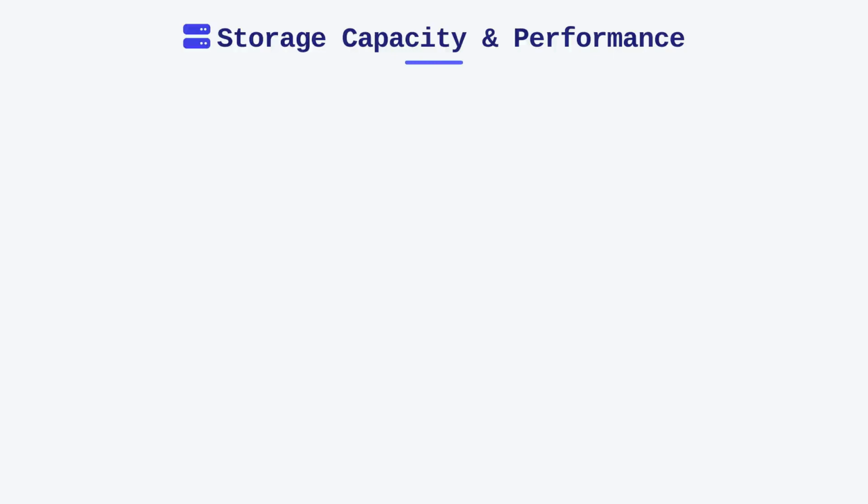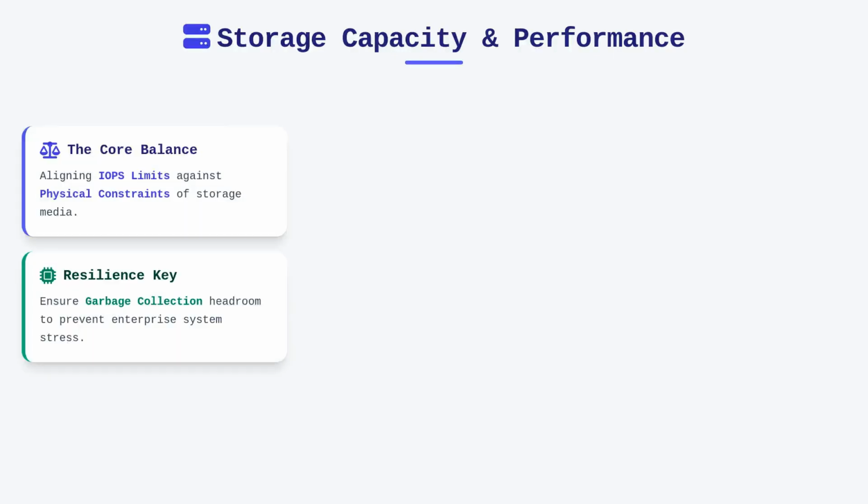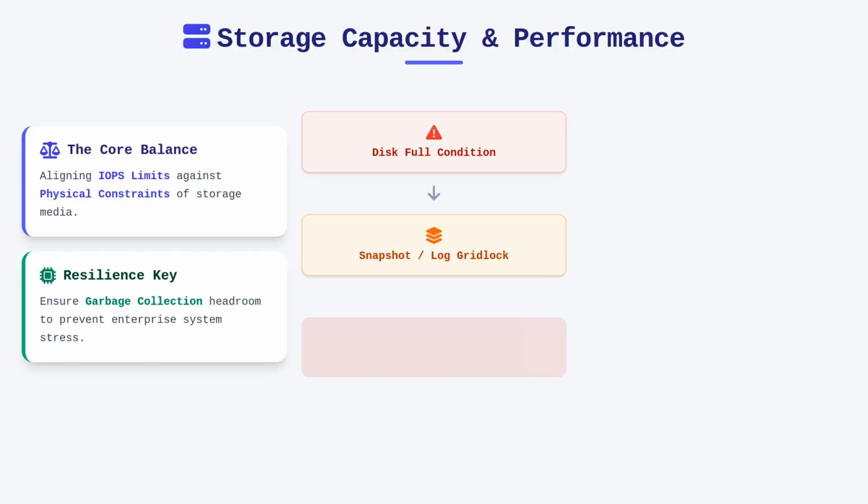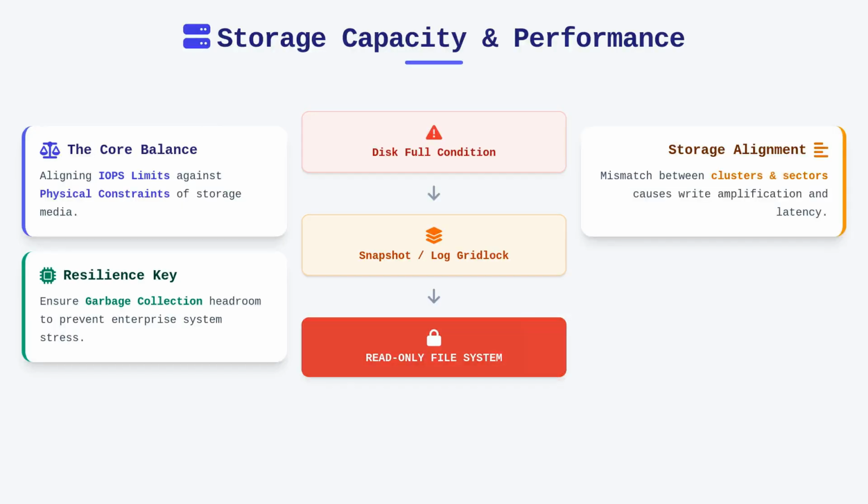Managing capacity and performance requires balancing IOPS limits against the physical constraints of the storage media. A disk full condition is an administrative failure that often impacts log truncation and snapshot management. Failing to clear outdated snapshots can result in a performance gridlock where the file system becomes read-only. Furthermore, storage alignment issues, where the file system clusters do not correspond to the physical disk sectors, can lead to significant write amplification and latency.